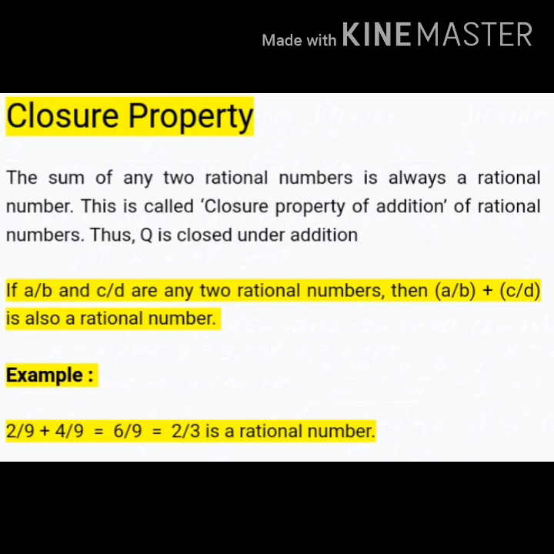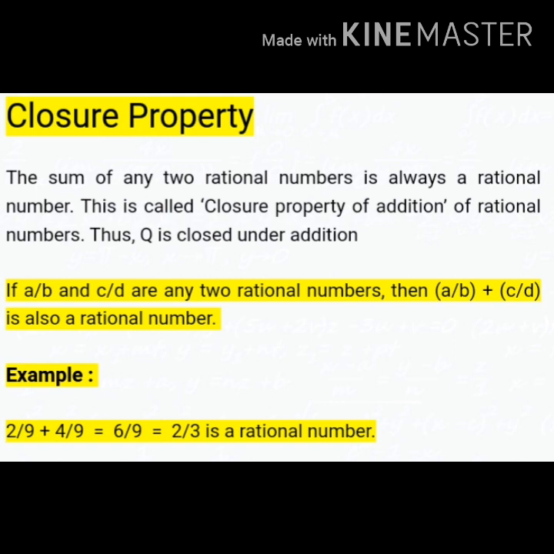Now let's understand the second property of addition, that is closure property. The sum of any two rational numbers is always a rational number. This is known as the closure property of addition of rational numbers.